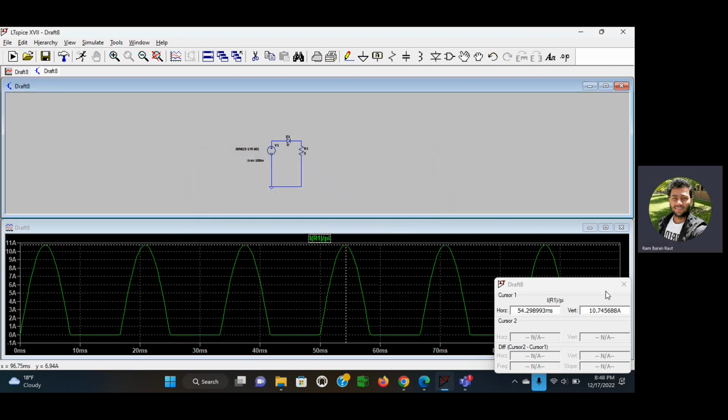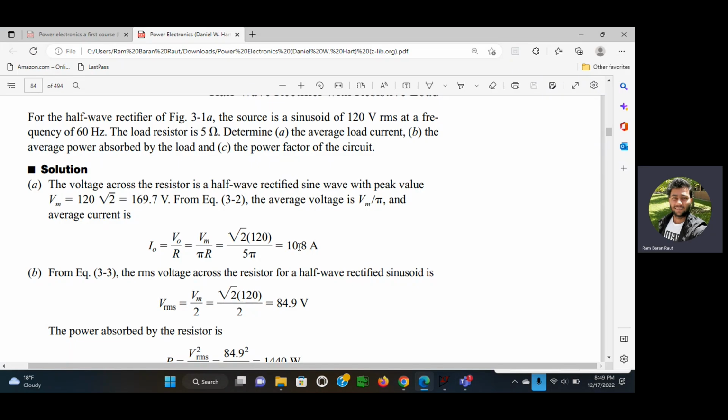So right now we have 10.745, which is almost 10.8 ampere, which is here. The solution is also 10.8 ampere. And in question B, they ask you to find the average power absorbed by the load.